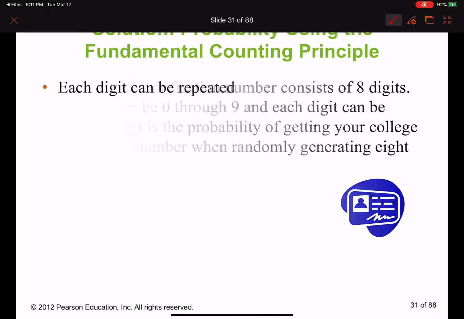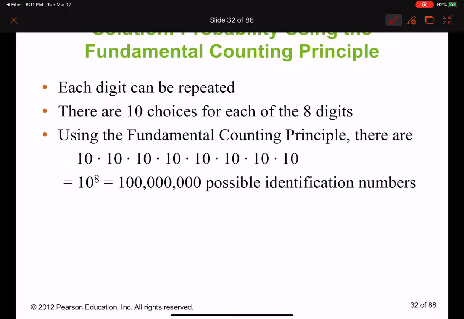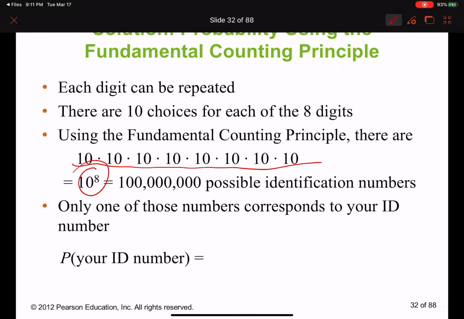Let's see. Here we go. Multiply 8 times, or 10 to the power 8, which will be 100 million possible identification numbers. And the probability for your ID is going to be 1 out of these 100 million, because you get one ID only, right?